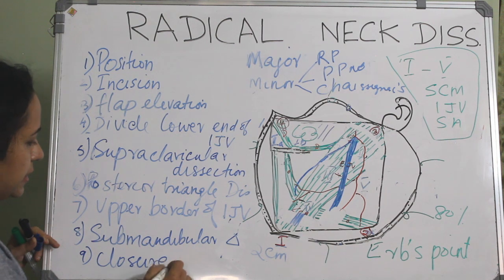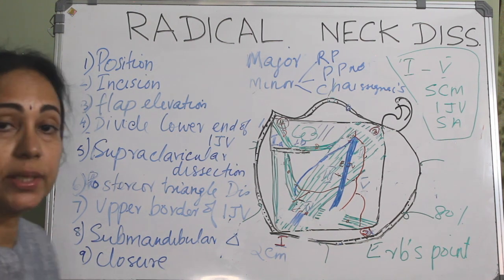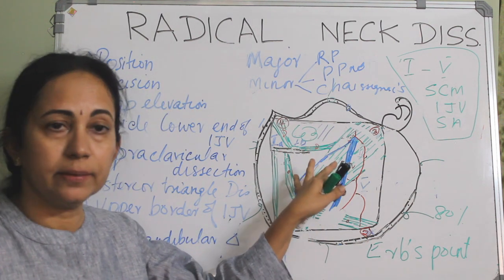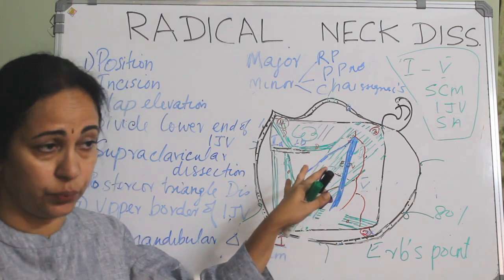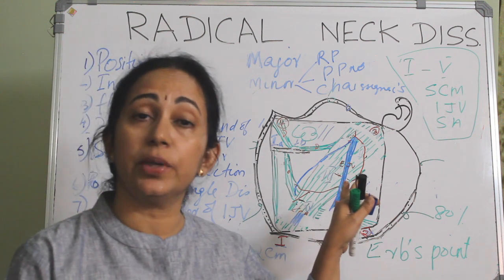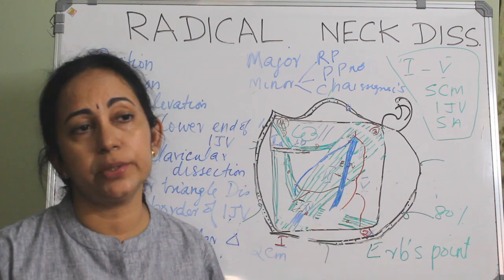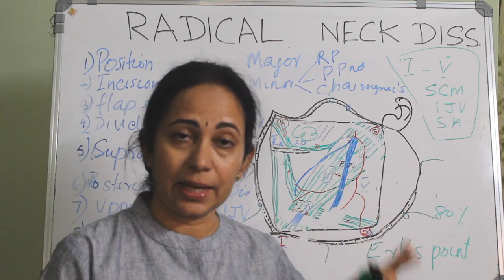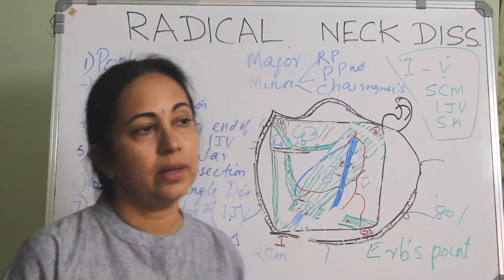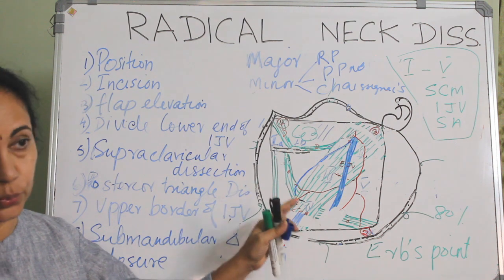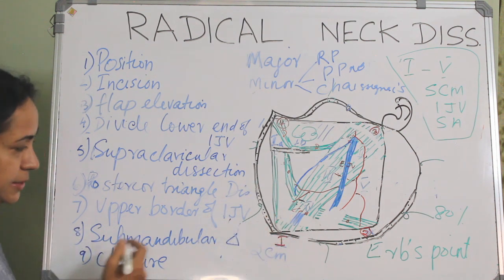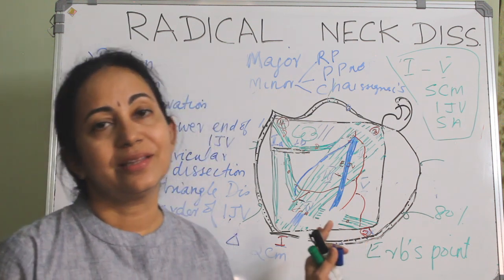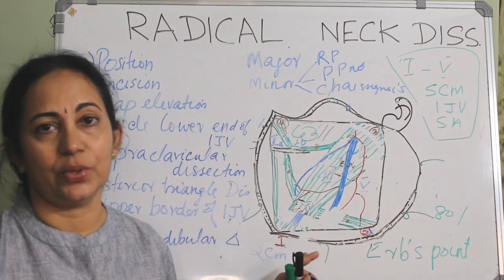Once the dissection is completed and the specimen is removed in total, a warm pack is kept in this area and hemostasis is looked for, and ask the anesthetist to do a Valsalva and look for any bleeding point. The whole area is first cleaned with saline and then with sterile water, and hemostasis is looked for. Okay, after that the skin is closed in layers after putting a drain. So this is radical neck dissection.